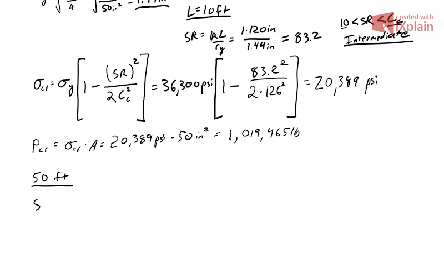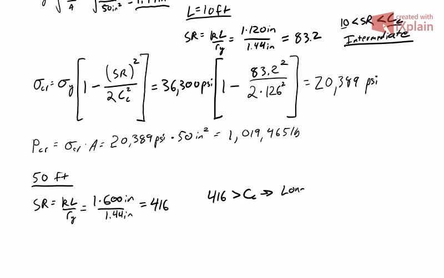All right, and then go ahead and do our last one, our 50-foot column. Slenderness ratio is equal to KL over R sub Y, which gives us 1 times 600 inches over 1.44 inches, a slenderness ratio of 416. 416 is greater than C sub C, so that tells us that this is a long and slender column.